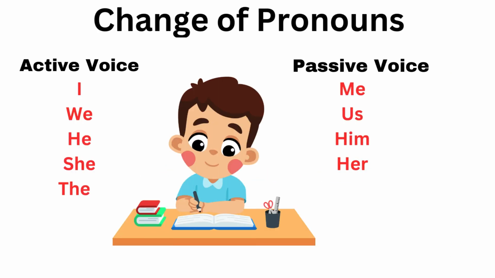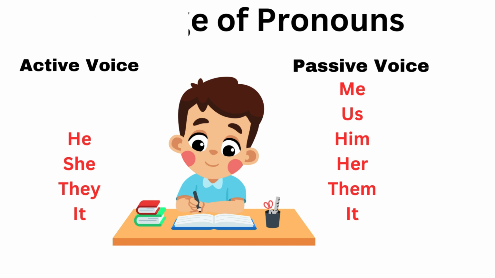Change of pronouns. Active voice: I, we, he, she, they, it. Passive voice: me, us, him, her, them, it.